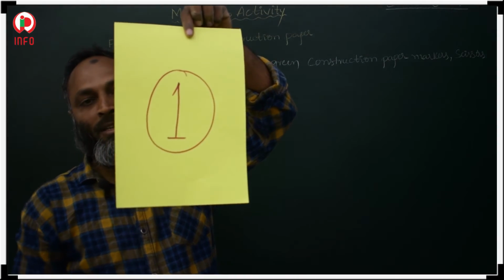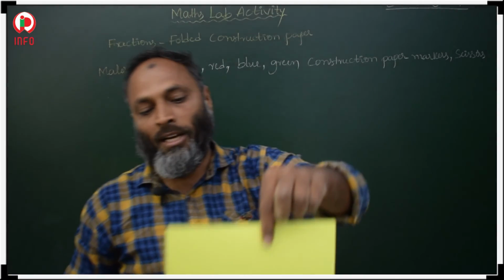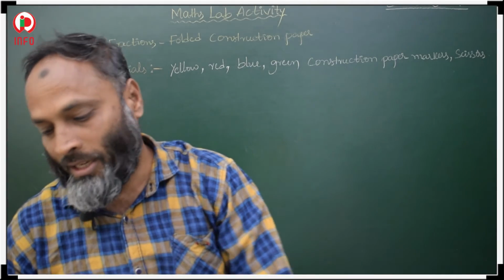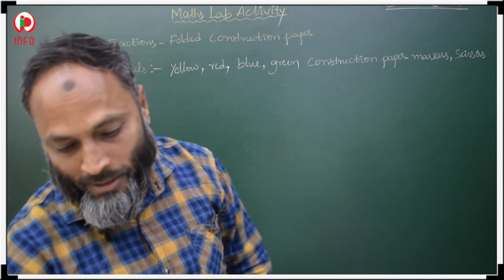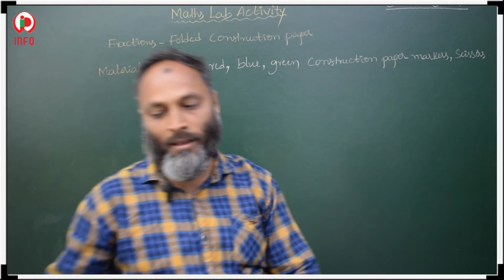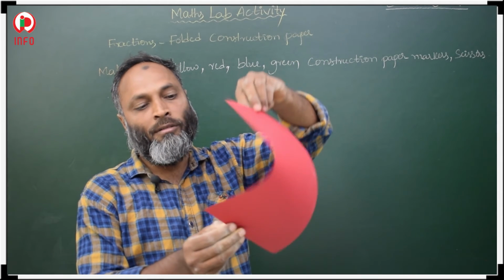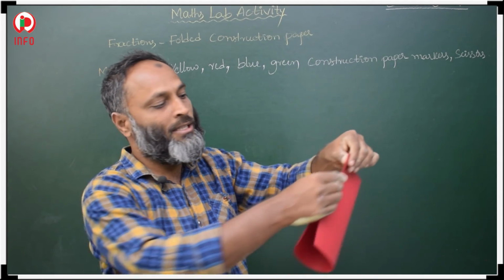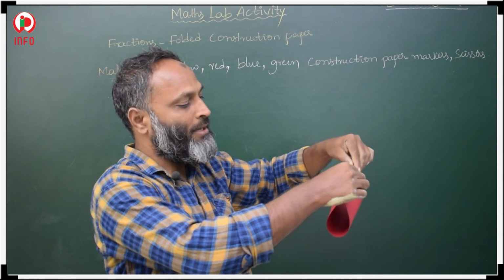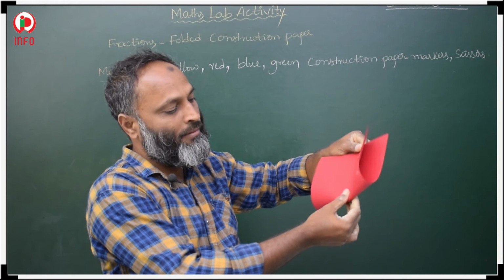So this paper is 1 complete, and after that you take a red paper, and once you fold it, exactly like this, you fold like this.